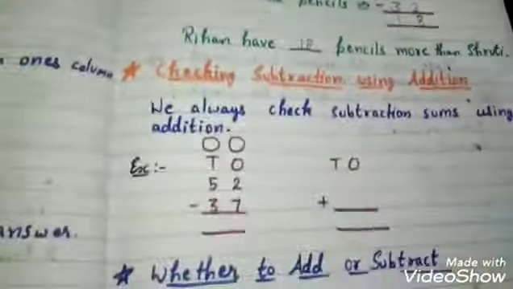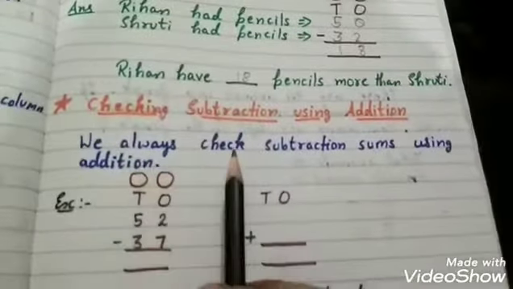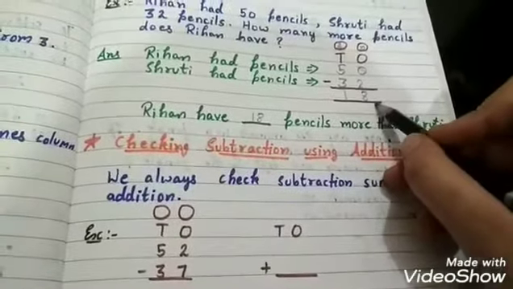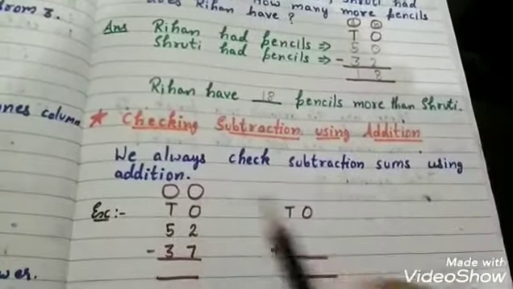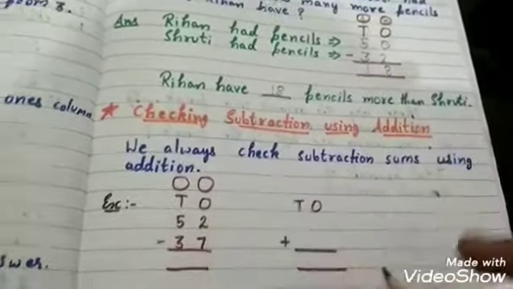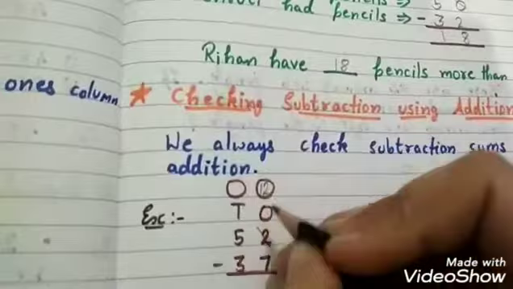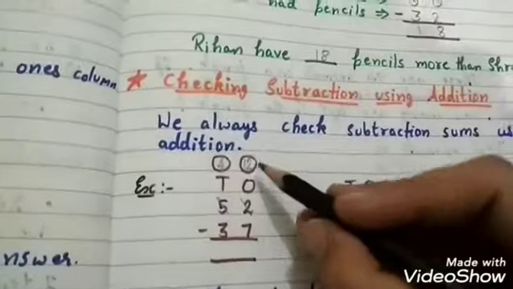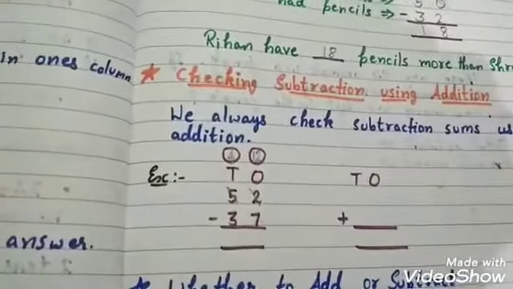Next is our checking subtraction using addition. Students, we can also check our subtraction, right? That this subtraction we have done is right or wrong. We can check it by using addition. How we will do it? Let's have an example. 52 minus 37. We know that from 2 we cannot minus 7. So we will regroup it. Means this 2 can be made as 12 and this 5 will be made as 4, right? So 12 minus 7 we can do it right now.